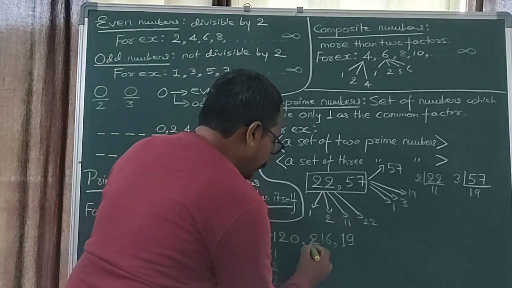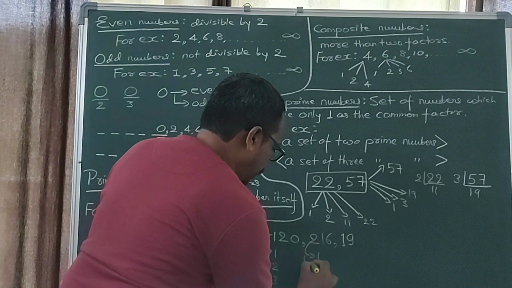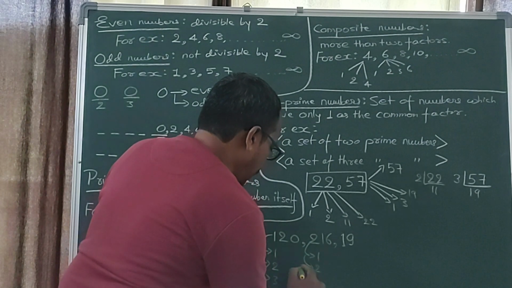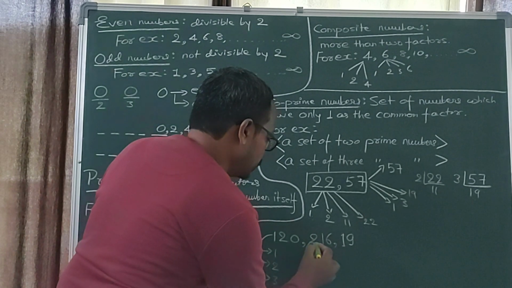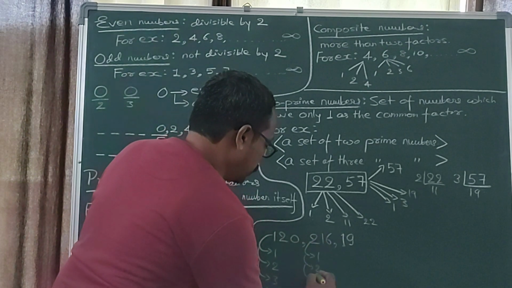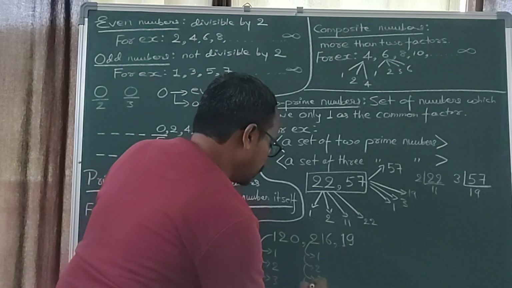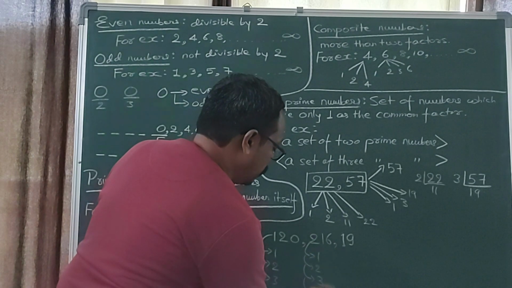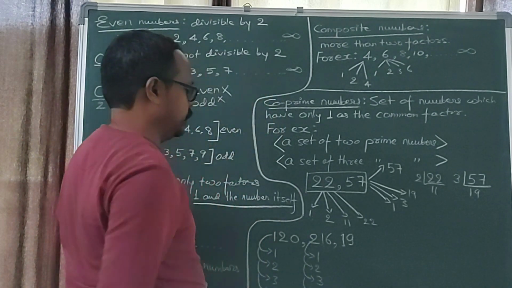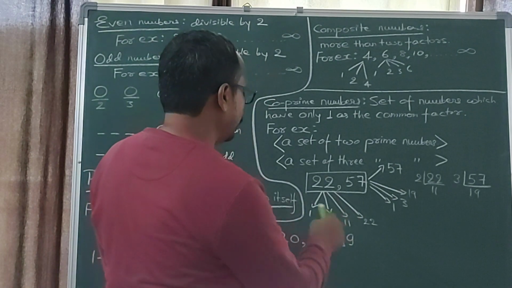What are the factors of 216? Of course, 1, 2, yes, and 3, yes, because the sum of the digits is 9, which is a multiple of 3, so it is divisible by 3. Is it divisible by 4? Yes, because the last 2 digits form a multiple of 4. So, apart from 4, there are many more factors of 216. How about 19? Now, 19 has how many factors?